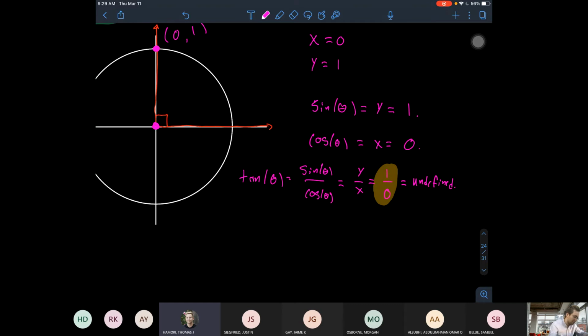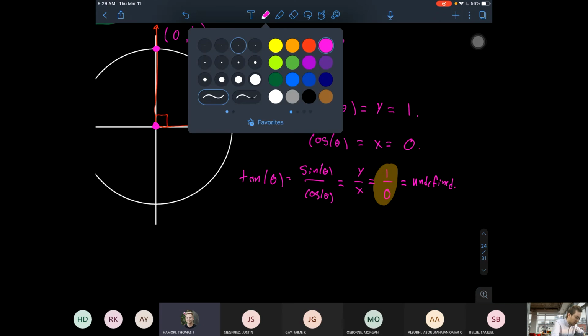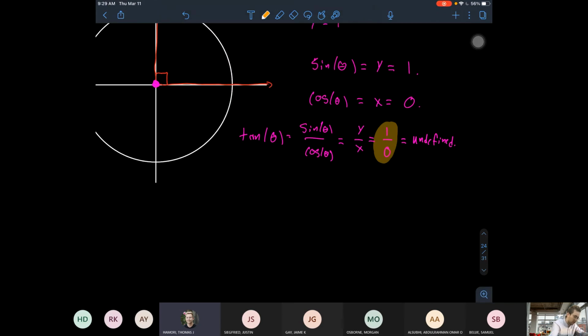Okay, so those are our 3 main ones. We like sine, cosine, and tangent the best. We've also got our other trickier ones. We'll do those ones in orange. Remember, we have cosecant of theta.